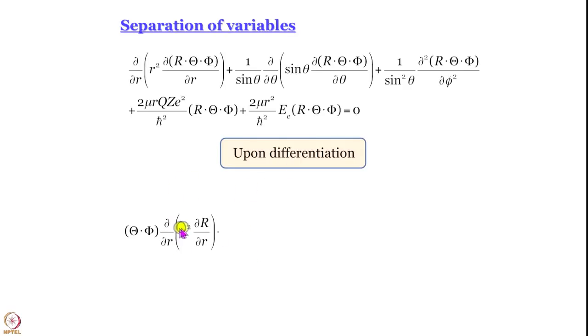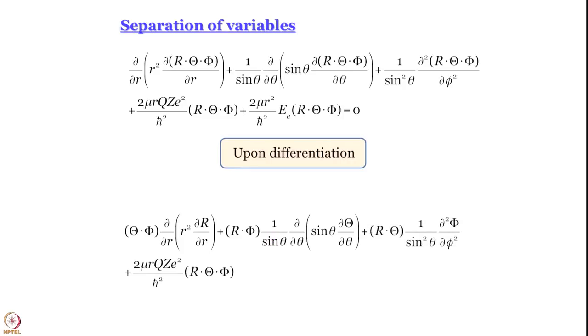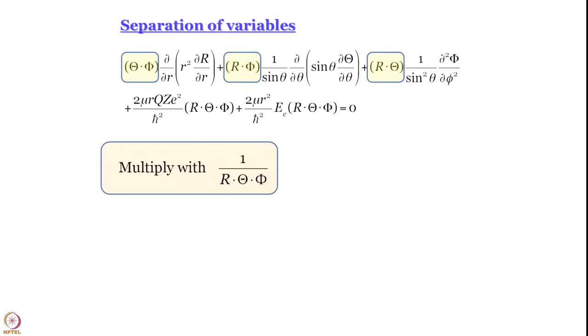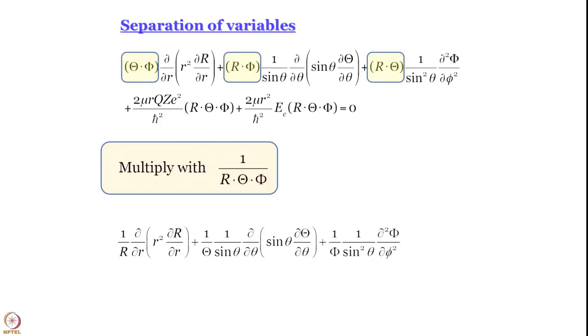When you differentiate with respect to r, capital Θ and capital Φ are not functions of r. So, they come out and you are left with ∂R/∂r only. Similarly, these functions come out. And now, this is what you get. How do you get the terms together? Just multiply with 1 by capital R, capital Θ, capital Φ, like what you have done for rigid rotor. And then you get on the left hand side (1/R) ∂/∂r operating on r² ∂R/∂r plus (1/Θ)(1/sin θ) ∂/∂θ operating on sin θ ∂Θ/∂θ plus (1/Φ)(1/sin²θ) ∂²Φ/∂φ² plus 2μr²Ze²/ħ² plus 2μr²/ħ² E equal to 0. E means electronic energy.